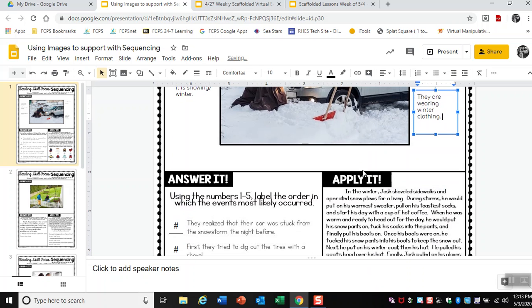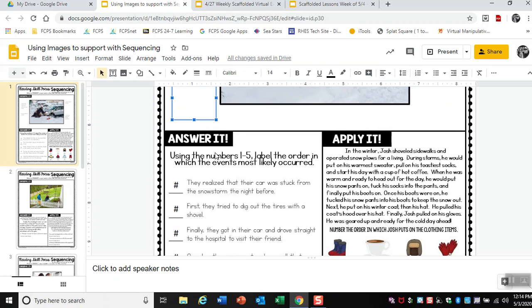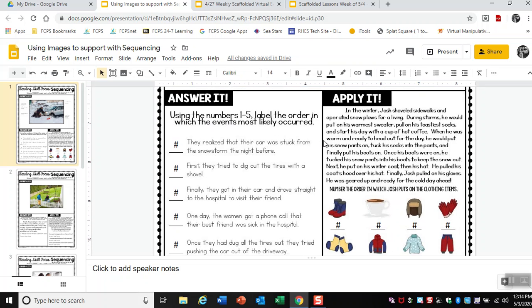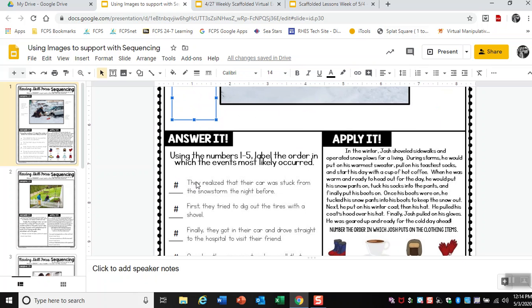Okay, now we're going to move on to our questions here. So I'm going to make this a little bit bigger for you. So when we're looking at our questions here, they're saying using the numbers 1 through 5, label the order in which the events most likely occurred. So this is where we're really practicing that sequencing. So we have to think about all of the events that might have happened here in our picture, in what order they would occur. So I'm going to read all of the events first, and then we'll go through and figure out in what order they happen.